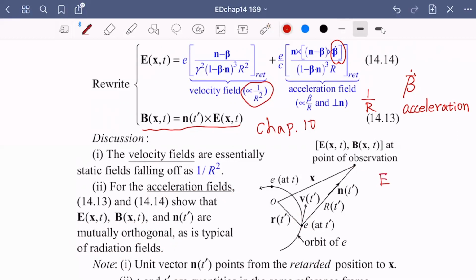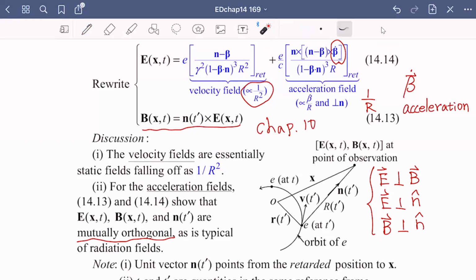E 跟 B 是 perpendicular，然后 E 跟 B also perpendicular to N. OK, mutually orthogonal, 彼此是正交的。Like the E cross B Poynting vector, the wave propagates in the direction of X. X is the direction of N. Okay, so they have a simple relation.